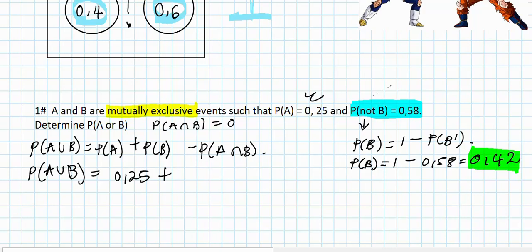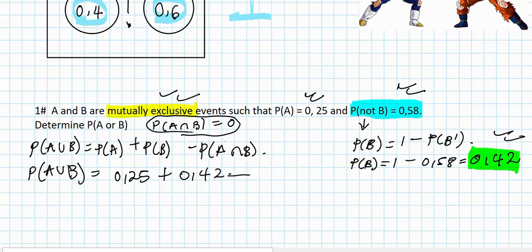Do I have the probability of B? No, I had the complement. I used the complement to find the probability of B. So I'm going to say plus 0.42 there, 0.42. And do I have the intersection? Yes. When they told me that something is mutually exclusive, I know that the intersection is 0. So minus 0 there, right?